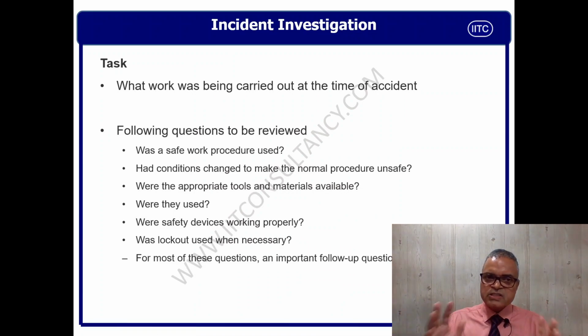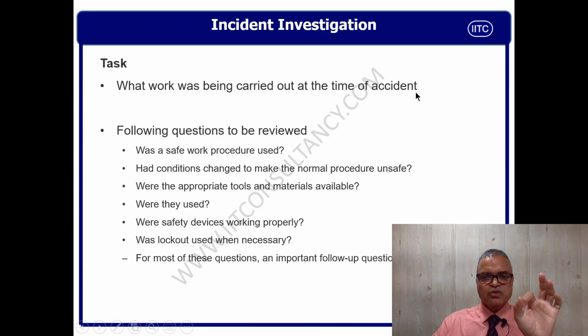Guys, now here in the task, we need to know what work was being carried out or done at the time of the accident. This is the first and foremost important question. The following questions must be reviewed. What are the questions? Safe work procedure must be reviewed.